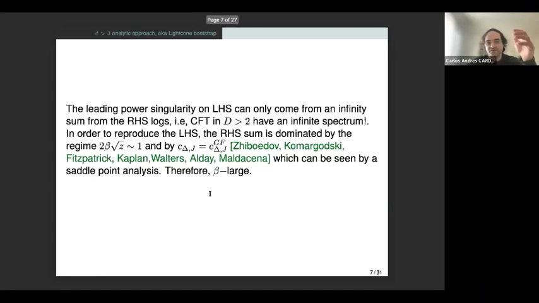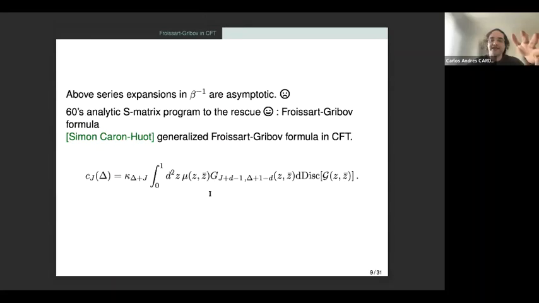So what Simon did here was try to replicate the same exercise. This was in 2017. Simon Caron-Huot tried to replicate the same exercise when, instead of having Gegenbauer polynomials in that expansion, you have a slightly more complicated function, which are these conformal blocks. They are just a combination of Gauss hypergeometric functions. Anyway, the derivation is a lot more involved in the case when you have conformal blocks, but it was done.